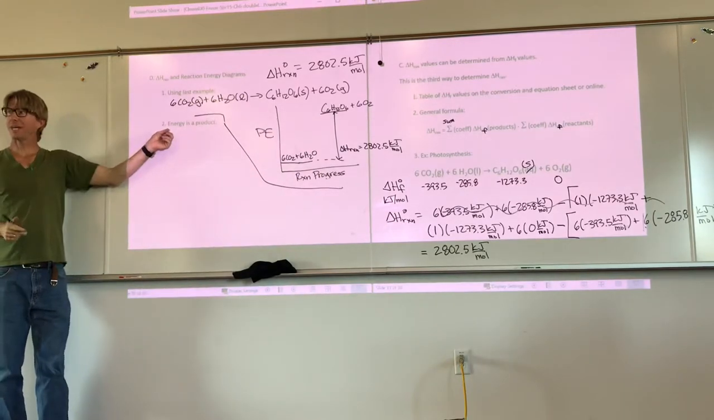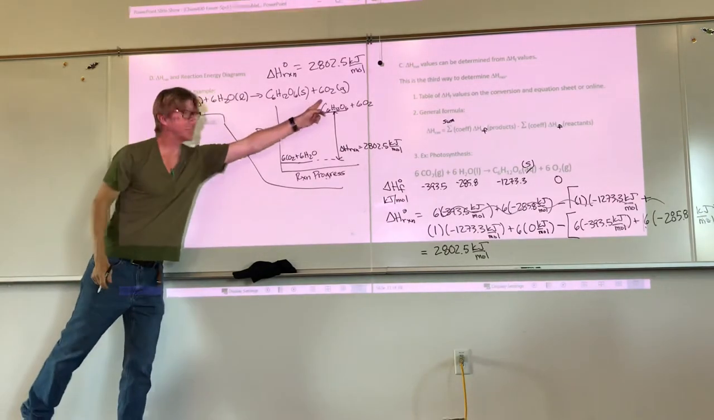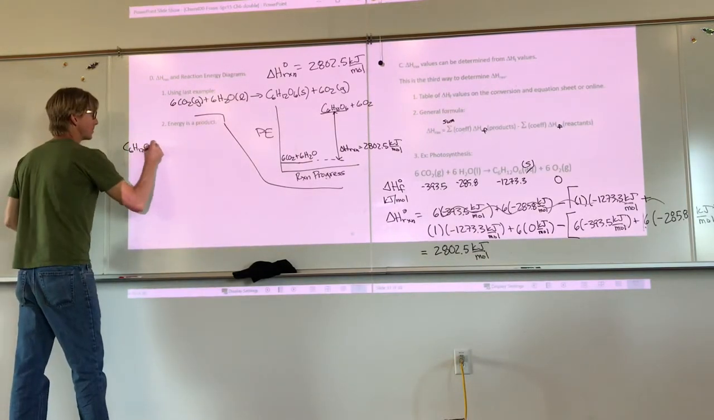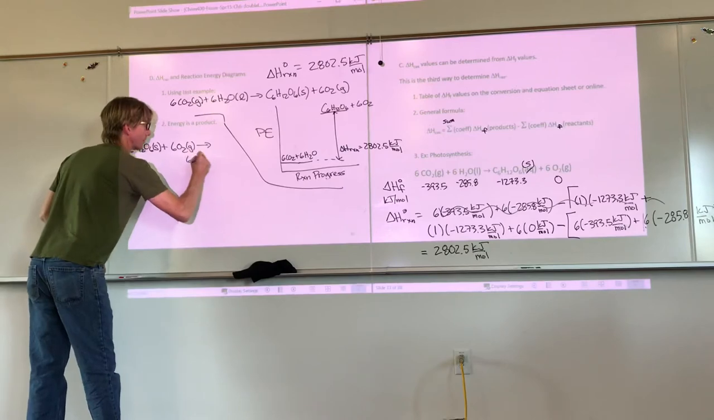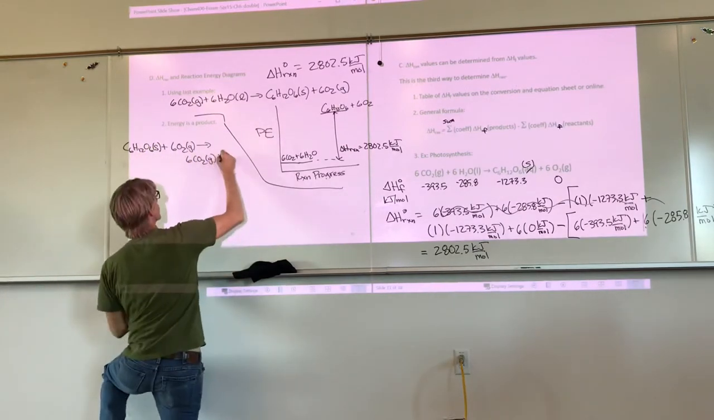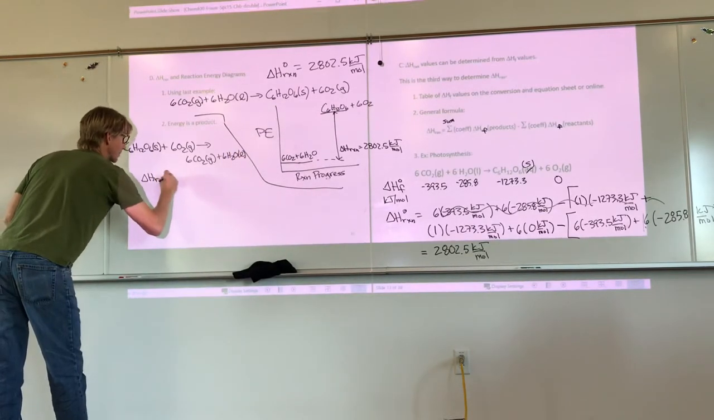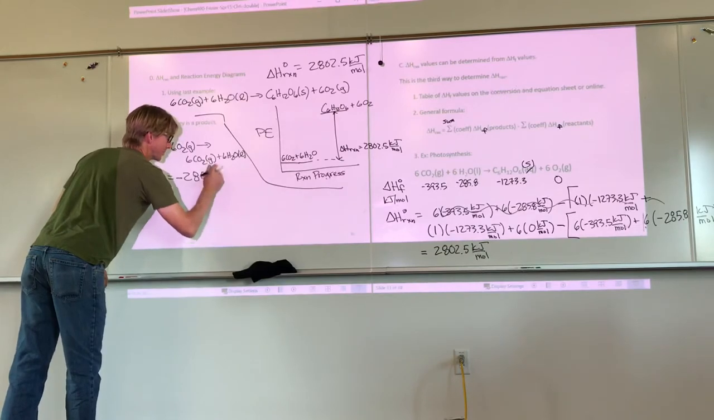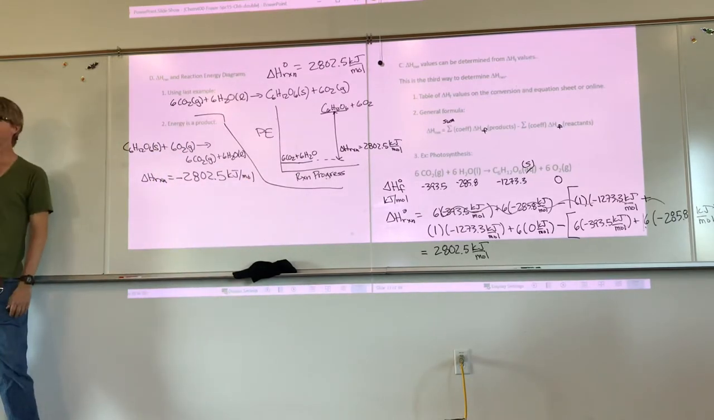Now let's talk about when energy is a product. I can make energy a product, nothing up my sleeve, if I turn these two and flip those as the reactants. Delta H is -2802.5. This is an exothermic reaction.